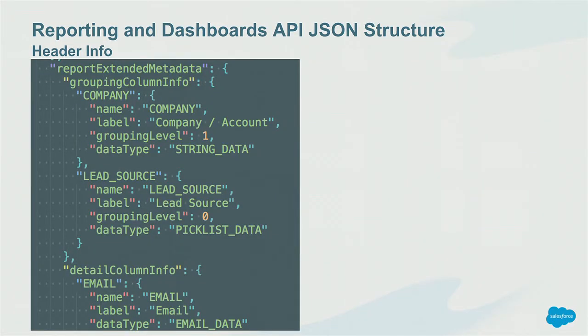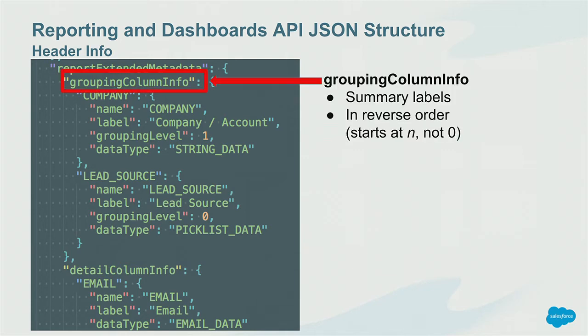Here are some of the highlights on that JSON structure. First is the header info. The first thing here is the grouping column info. You're going to want to look for that key when you're taking a look at that JSON. And this gives you the summary labels. They're displayed in reverse order of how they're actually grouped. So in this example, we have company and lead source, but I'm actually grouping by lead source and then by company. So that was a little unintuitive at first. And also you'll notice that it only says what the labels are for.